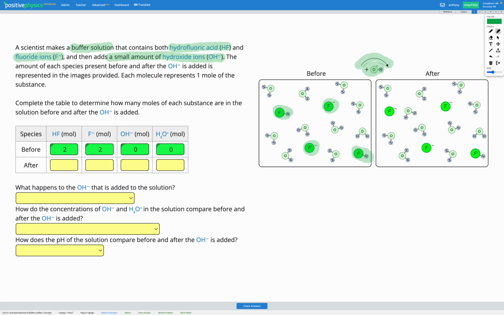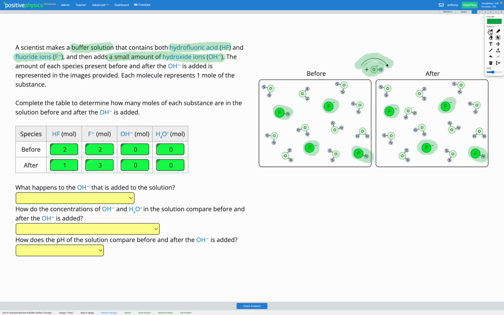So first let's have a look. I don't see any hydroxide ions in our after representation. So even though we added a hydroxide ion, it must have reacted with something because we're not seeing it in our after image. We also don't see any H3O+. Let's look at our HF. We just have 1 HF here. So we've got 1 HF. And then for F-, we've got 1, 2, 3 F- here.